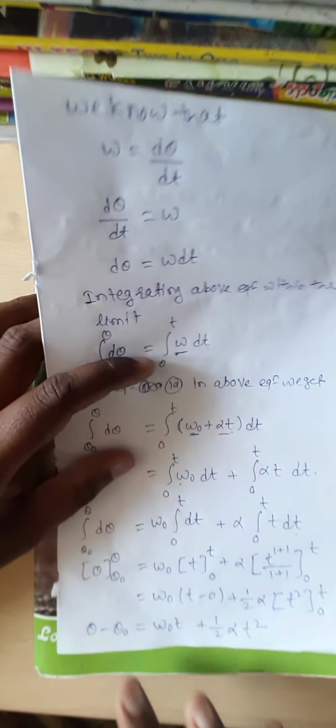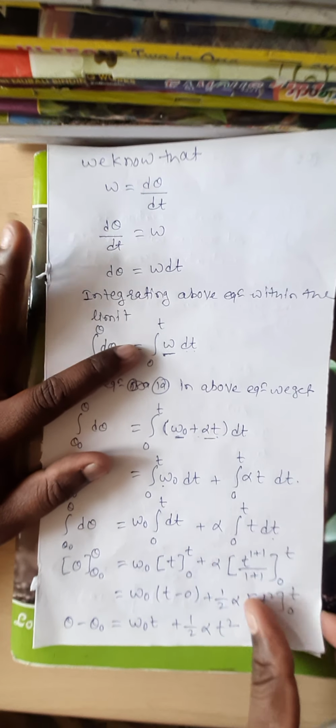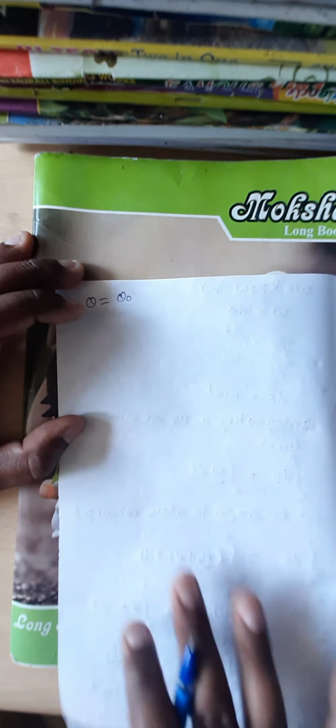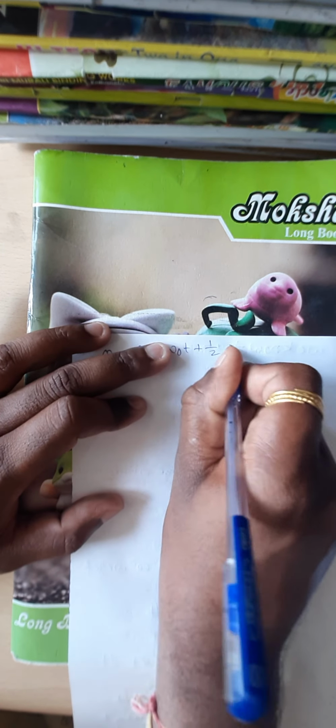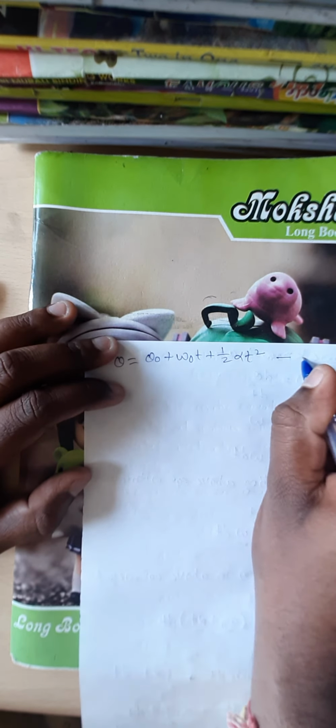Also it can be written as theta is equal to this, and moving minus theta naught from left to right it becomes plus theta naught. Therefore theta is equal to theta naught plus omega naught t plus half alpha t square. Now this is the second kinematic equation.